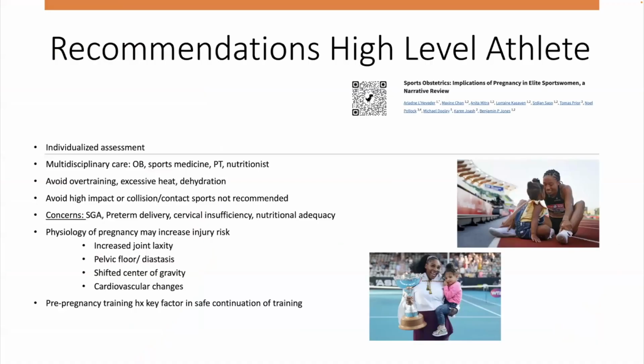So what about your high level athletes? This needs to be very much individualized. What I tend to stress to all my pregnant patients, especially those at a high level, again, what's considered high level, most of them that I would consider high level are those doing Ironmans or ultras that are training excessively. I do try and stress that it needs to be multidisciplinary care.